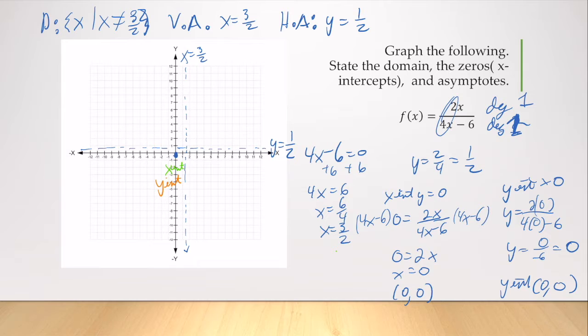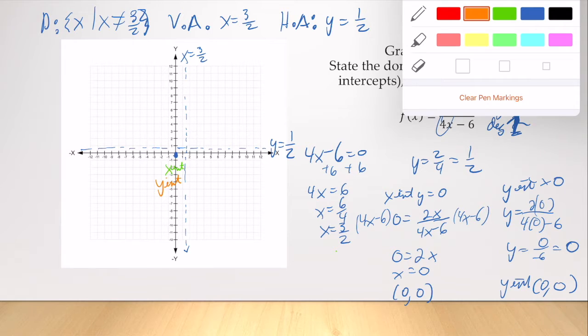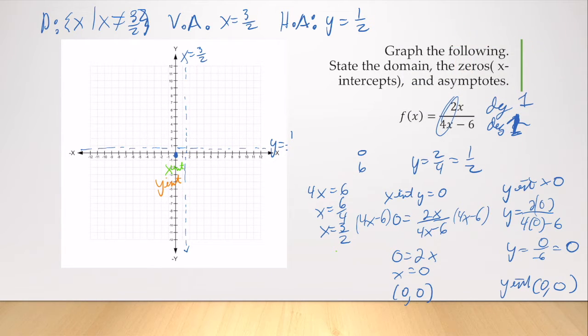Now, in order to graph this function, I need to find a couple points on each side of my vertical asymptote. This is an odd degree rational function, so the end behavior will be opposite. Let's go ahead and make some room to find those values.